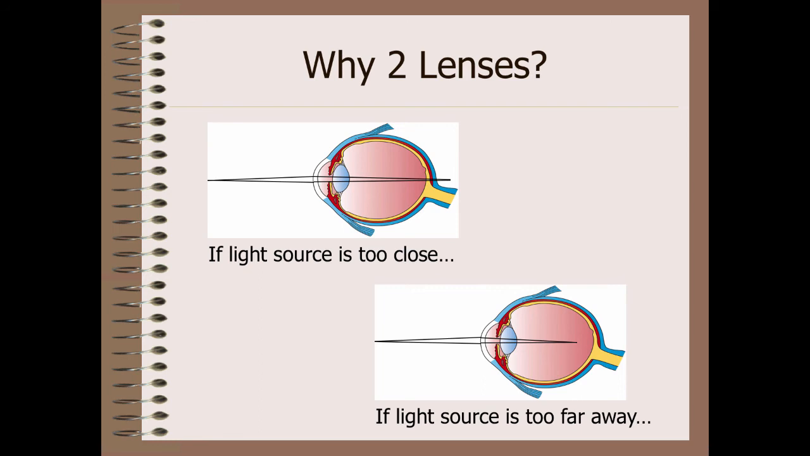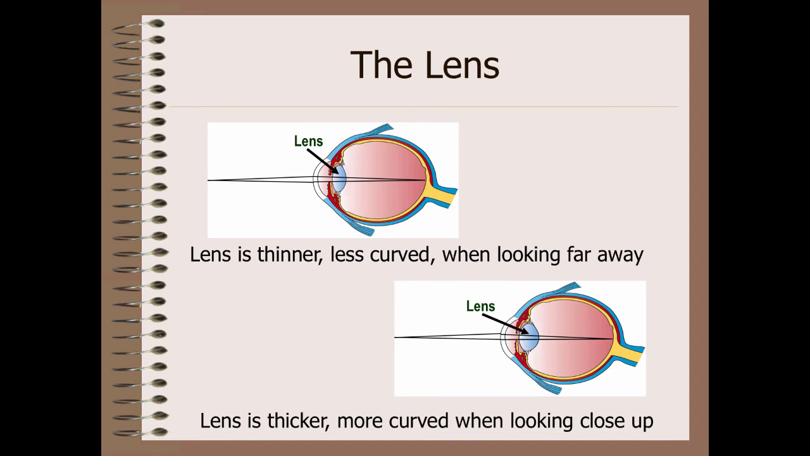If the light source were too close to us, then the light would come to a point that would be beyond the back of the eye. If the light source were too far away, then it would come to a point before reaching the back of the eye. In both of those cases, the image would still be blurry. So we have a second lens called simply the lens, which is flexible and changes its curvature depending on the distance of the light source, adjusting the point of focus so that it lands directly on the back of the eye.